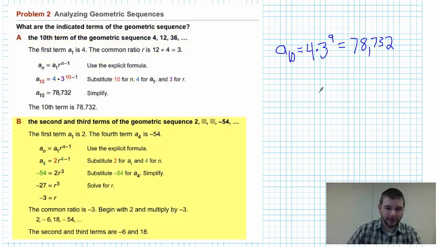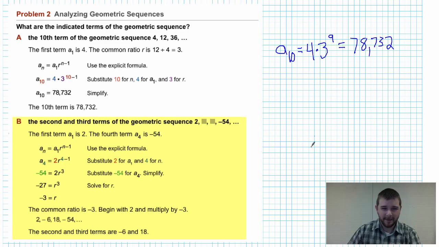The second and third terms of the geometric sequence 2, blank, blank, negative 54, etc. So we need to know what we would multiply 2 by, and then multiply by again and again to get negative 54. Through some guess and check, we could probably figure that out in our heads. I know right away that it's going to be negative, because 2 would have to be multiplied by a negative to give us a negative value here, and then by a negative again would give us a positive value, and it gives us that alternating positive and negative that we see when our common ratio is negative.